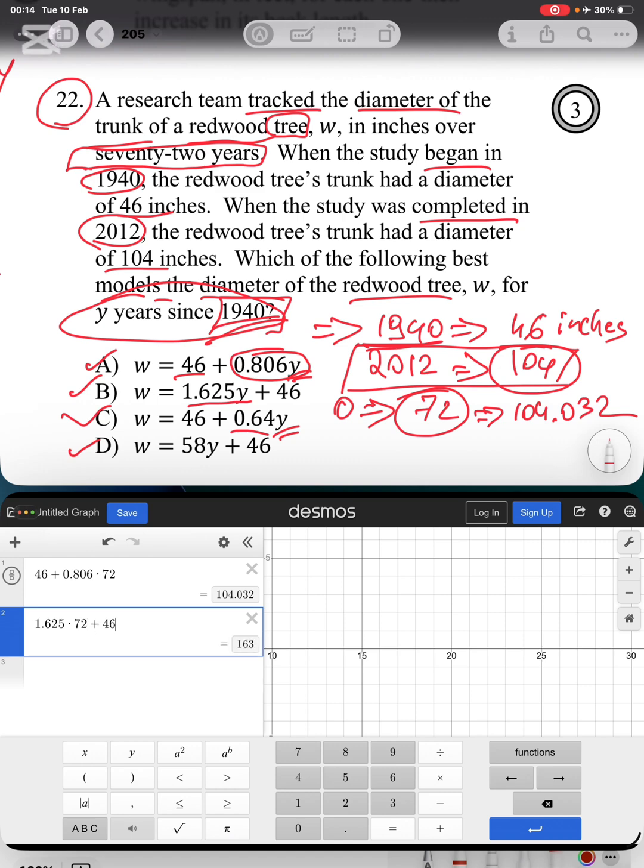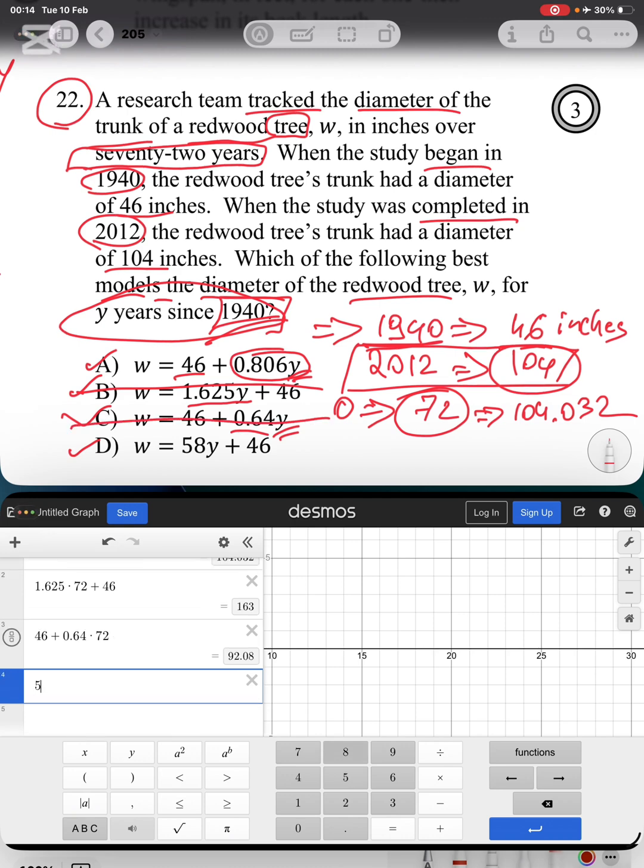Okay, it's way more than 104, right? Incorrect. B eliminated. C, 46 plus 0.64 multiplied by 72. It's less than 104. And D choice, 58 multiplied by 72. As you can see, it's not necessary to add even 46 at this point because it's too much. Yep, D also eliminated. In this case, we'll have to select A choice.